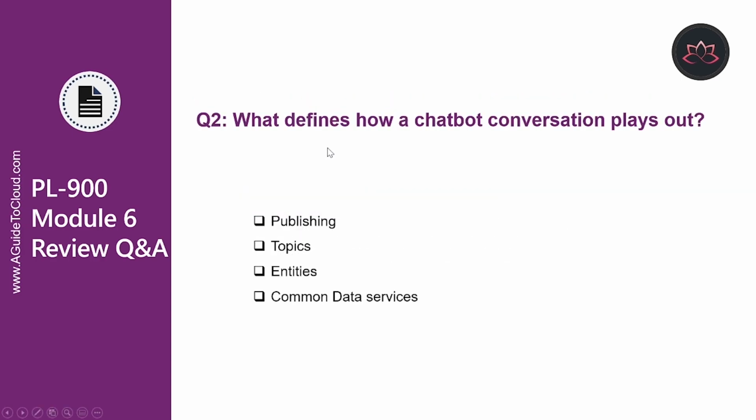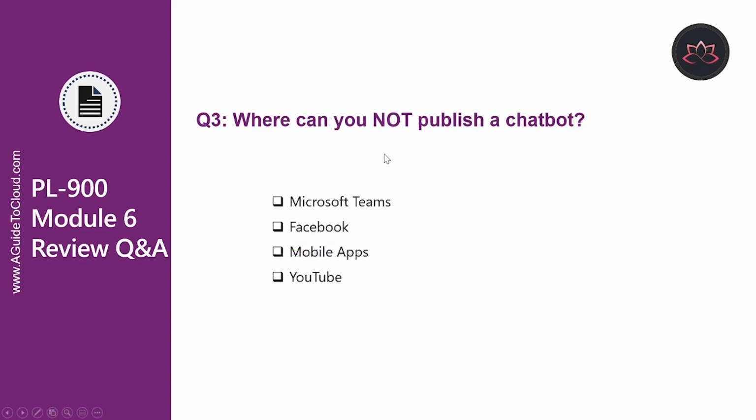Let's look at question number 2. What defines how a chatbot conversation plays out? Is it publishing? No. It is definitely not entities or common data services. The correct answer is topics. In Power Virtual Agents, topics have trigger phrases and conversation nodes to define how a chatbot should respond and what it should do.